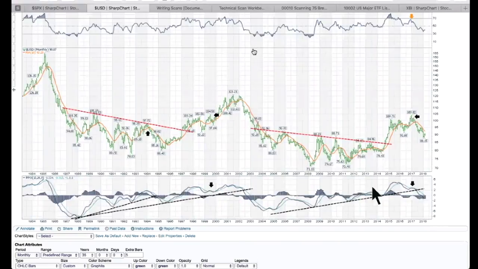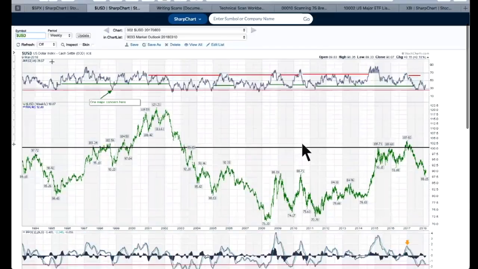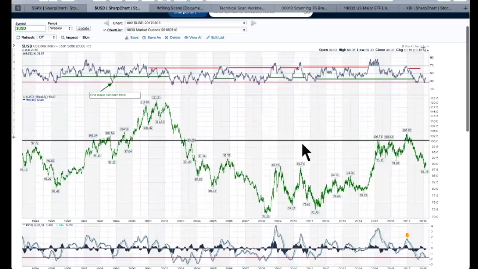But the one thing that I would say about the US dollar, look at this graph here, and just very quickly, first of all, the RSI is at a level it rarely gets down to, going back 25 years in terms of oversold.